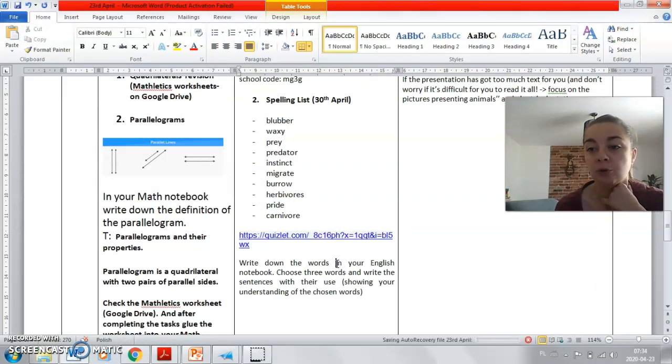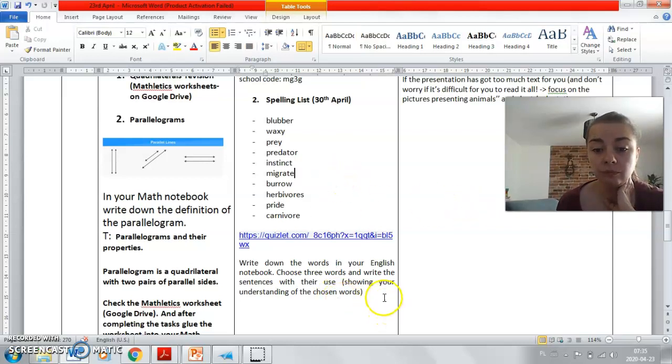I want you also to choose 3 words from the list here and write down. You need to write down 10 words. However, you choose 3 and you try to use them and write sentences showing your understanding of that word, okay? I don't mind if it's 1 sentence showing 2 words, or I'm not sure if you can do 3, but okay, let's say 2, okay? So the number of sentences is up to you.